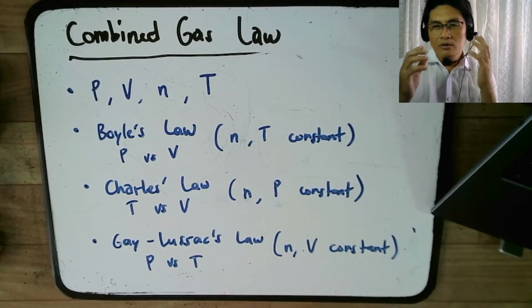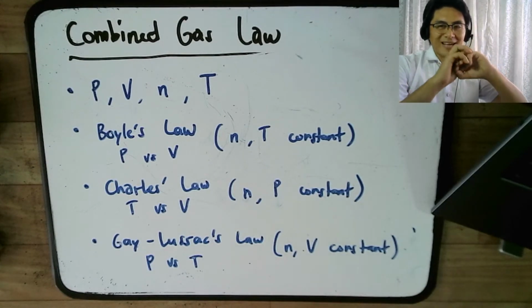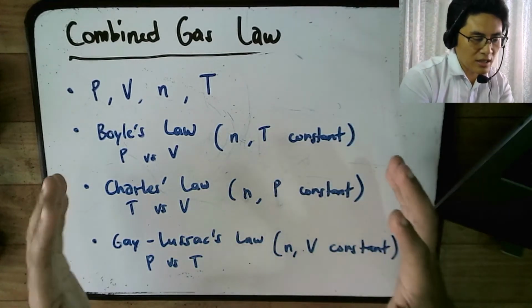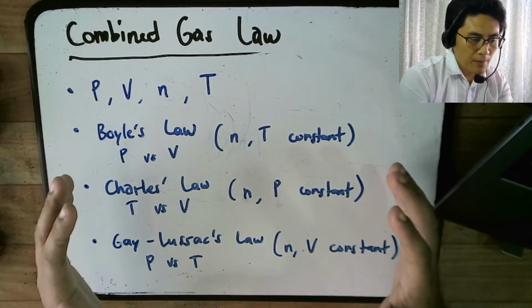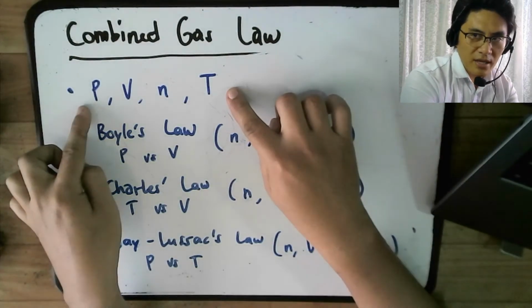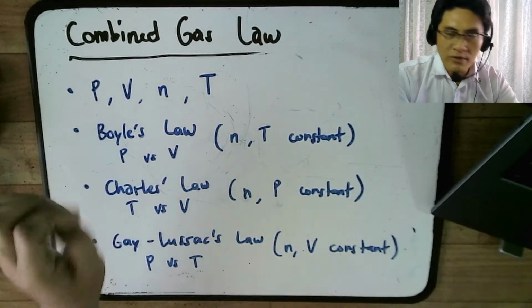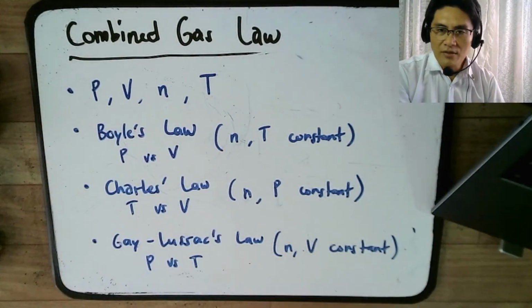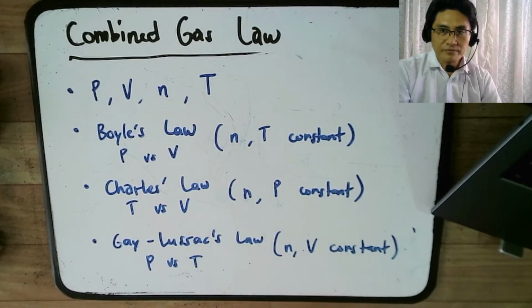It's easier to look at the gas laws coherently if you just think that these gas laws are simply looking at the variables and picking out two to investigate out of the four. If I'm investigating P versus V, that's Boyle's law. If you're investigating V versus T, that's Charles's law. If you're investigating P versus T, that's Gay-Lussac's law, right?